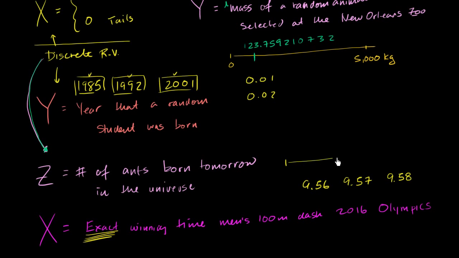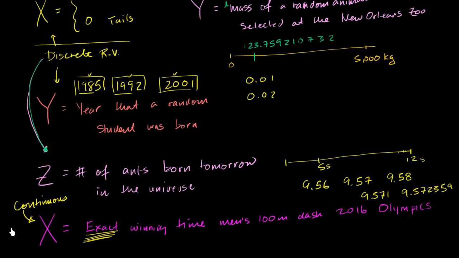It can take on any value between, well, I guess they're limited by the speed of light, but it could take on any value you could imagine, and it might be anywhere between 5 seconds and maybe 12 seconds. And it could be anywhere in between there. It might not be 9.57. That might be what the clock says, but in reality, the exact winning time could be 9.571, or it could be 9.57235. I think you see what I'm saying. The exact precise time could be any value in an interval. So this right over here is a continuous random variable.